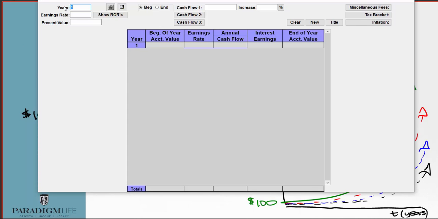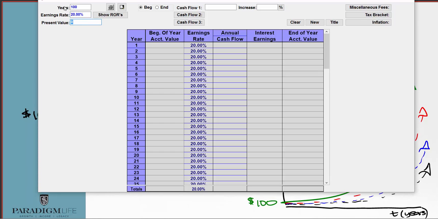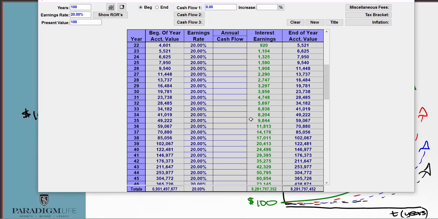Okay, so we're going to say over a 100-year period, we're getting a 20% growth, and we're starting out with $100. So $100 goes in, we get 20% growth that year, so $20 in earnings. At the end of that year, we've got $120, and thus it builds over time. We're not adding any more money to this. We're just doing the $100 growing over time.